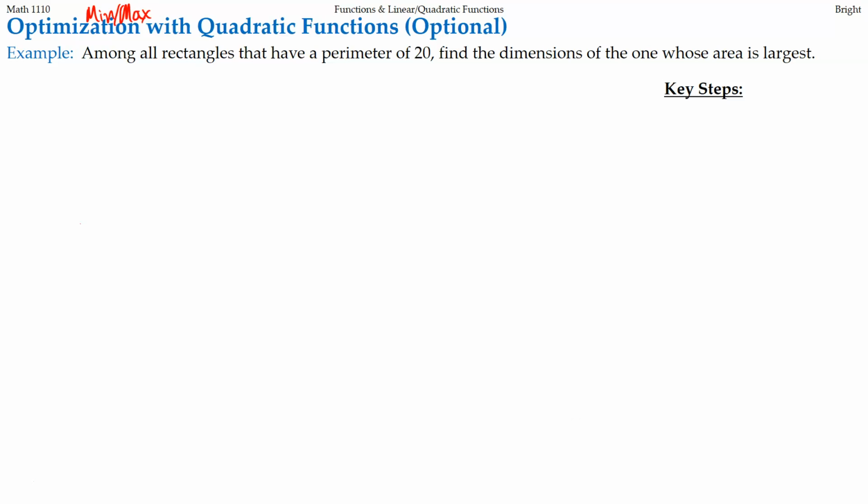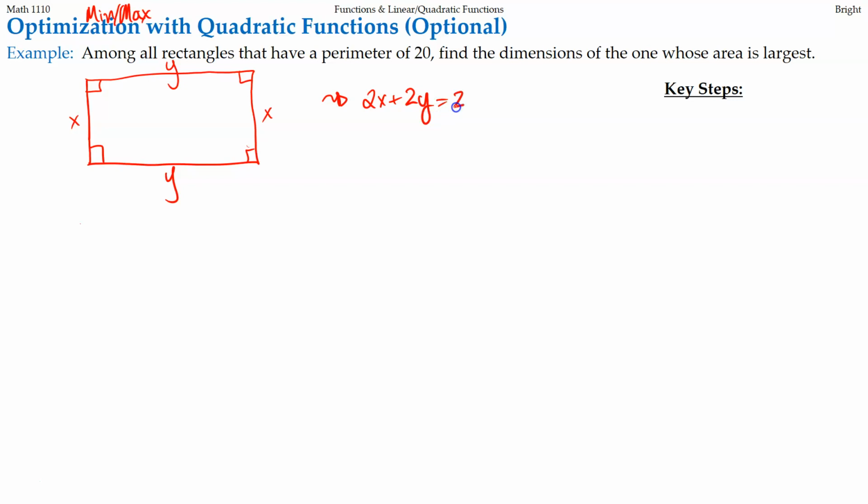So we're looking at all rectangles that have a perimeter of 20. Find the dimensions of one whose area is largest. Okay, this is where we need to think a little bit. Here's a rectangle. We know they have all right angles, but that's not really that important. We remember that opposite sides have the same length, so x, x, and y, y. And then we know the perimeter is 20. So this means that we have the equation 2x plus 2y is equal to 20.